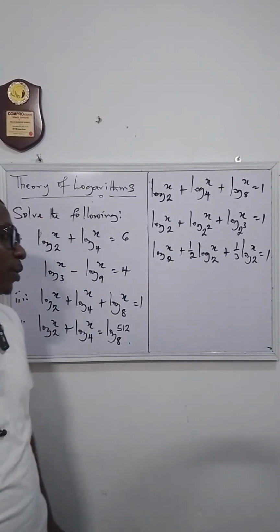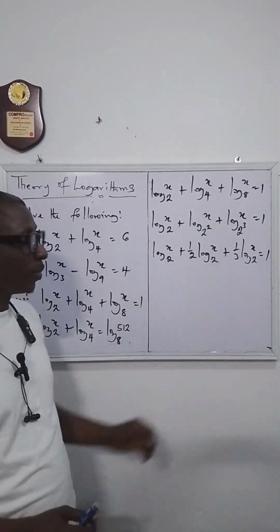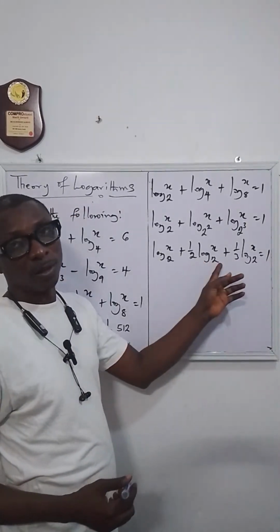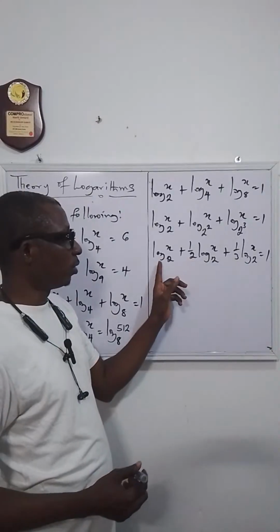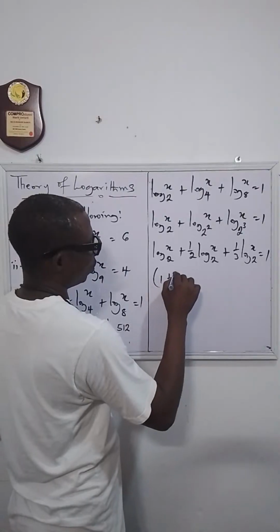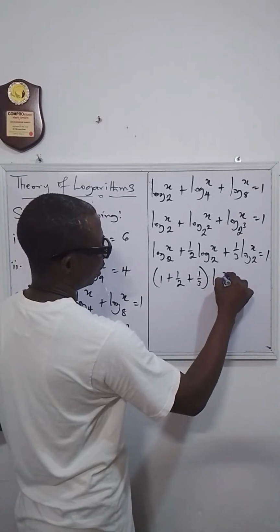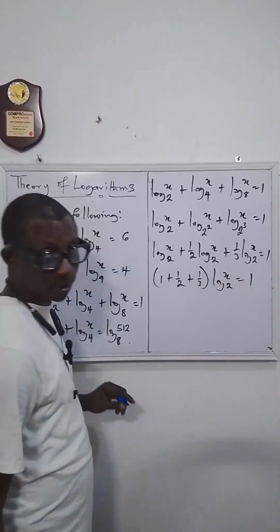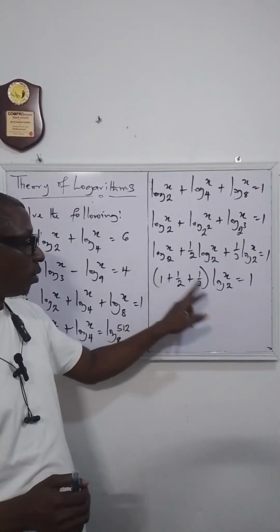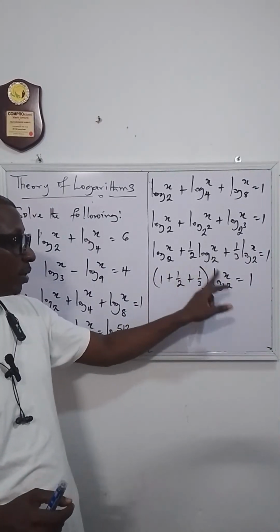All right. So now, what is the next thing to do? So we want to add all of these together. So now let's find a way of adding them together. Now, I can factor out log of x base 2 because it's common to these three terms. So that means I have 1 plus 1 over 2 plus 1 over 3 times log of x base 2 equals 1. You can see that. If you open the bracket, you have what you have here. Log x base 2 times 1, you have this. Log x base 2 times half, you have this.